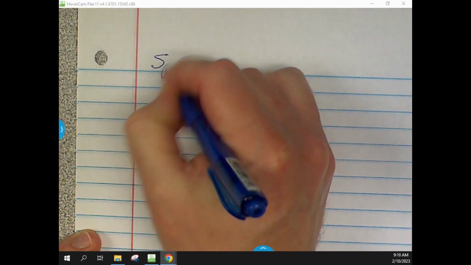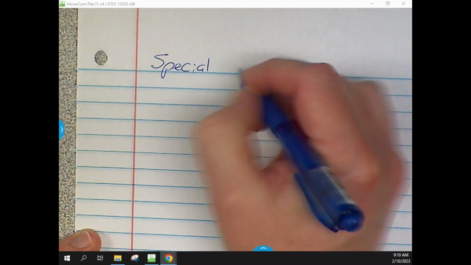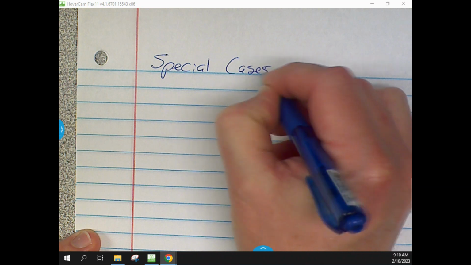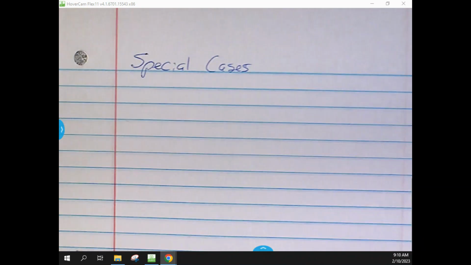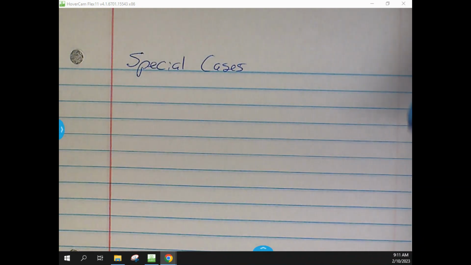Okay, so different special cases, I guess you could say. For these, there's not really anywhere to put this on the paper because our paper's filled up now. So if you want to take out a sheet of paper, we'll go through and do some special cases of factoring, just so we can see what happens with it.